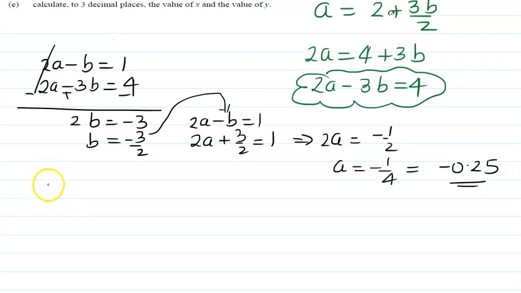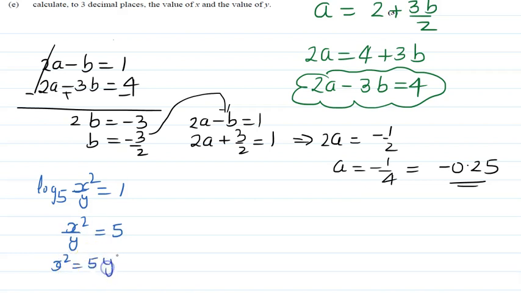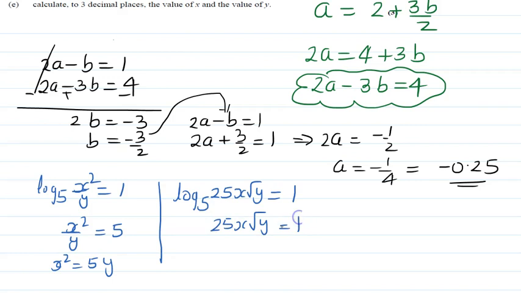For this part, we know log base 5 of x square over y equals 1. So it means x square over y is 5 to the power 1, that is 5, and we will have x square equal to 5y. Now another equation, that is log base 5 of 25 x root 5 x root y, equal to given 1. So it will be 25 x root y equal to 1.